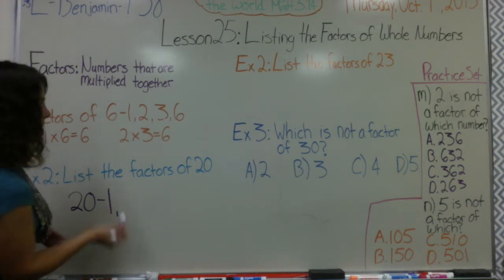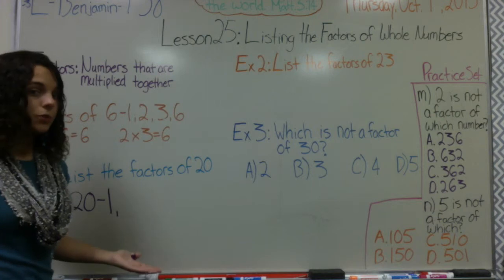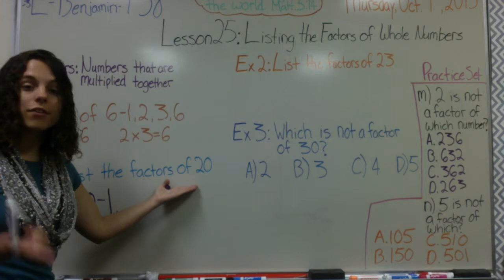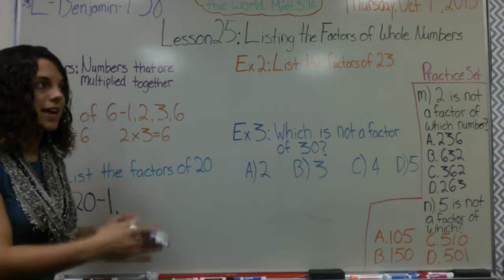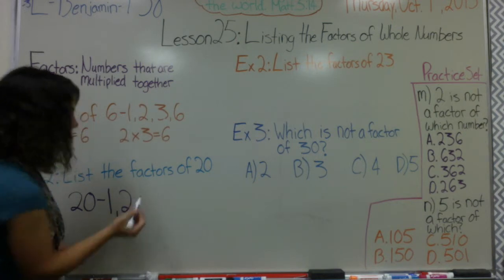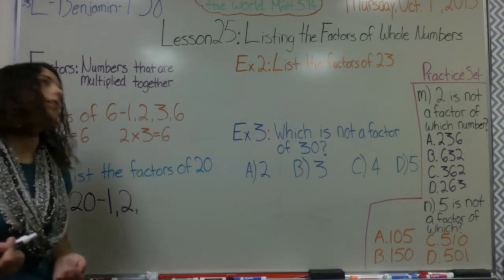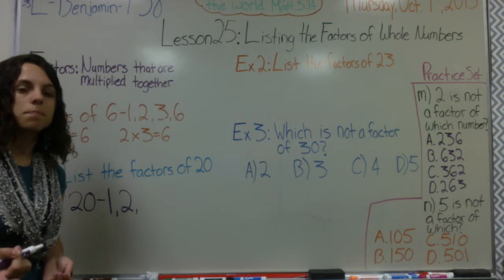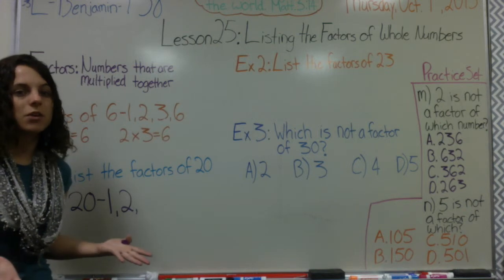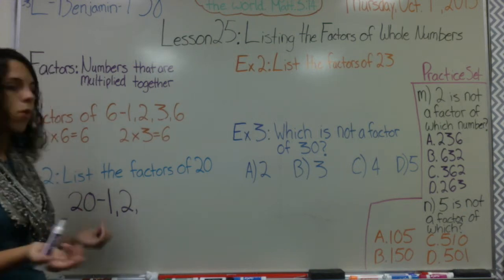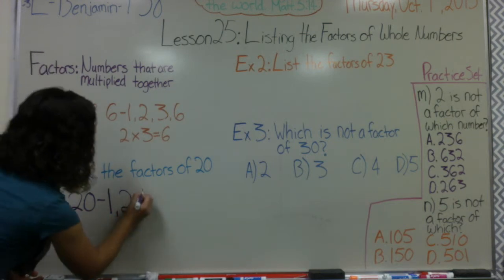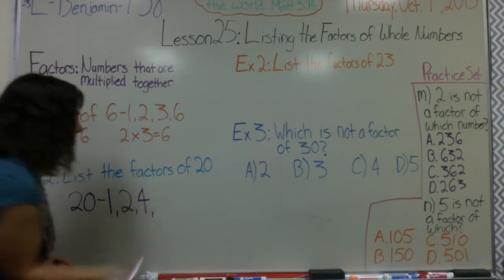Then I'm going to ask myself, okay, what about 2? Is 2 a factor of 20? Well, 20 is an even number, and 2 is a factor of every even number because I can multiply 2 times anything to get an even number. So 2 is a factor. Is 3 a factor? Can I do 3 times anything to equal 20? I can do 3 times 6 is 18, and 3 times 7 is 21, so I can't equal 20 with 3. Now, what about 4? I can. 4 times 5 equals 20. So there's 4. And I said 4 times 5 equals 20.